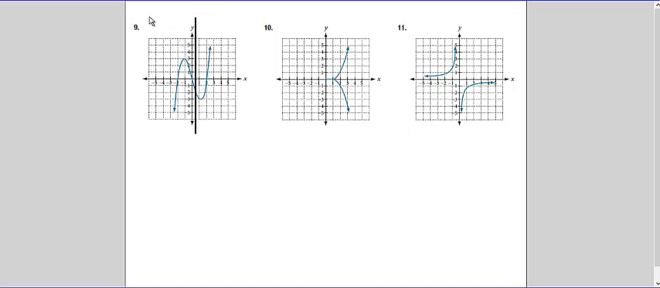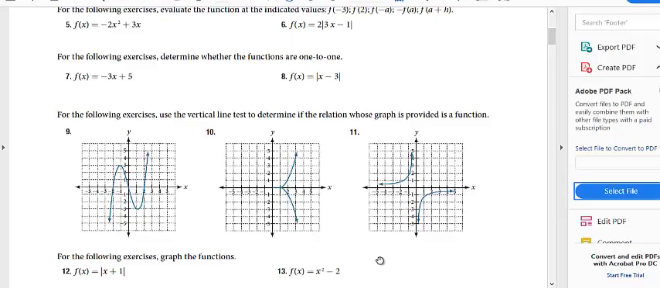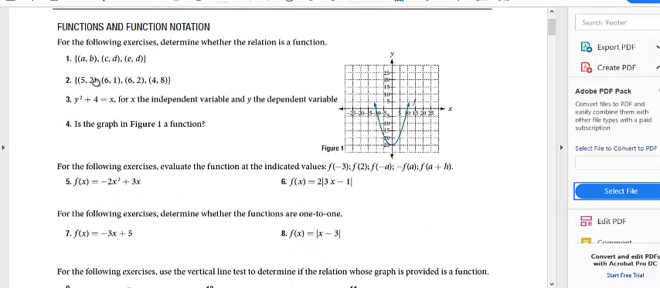So that's what you're going to have to do. Either have a table, like we did here, and look for the case of repeating x values with a different y value. If that's the case, then it's not a function. If you have repeating y values but different x values, then that's okay. That is a function.